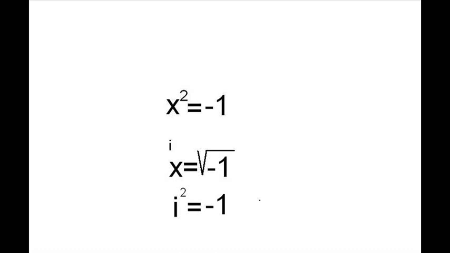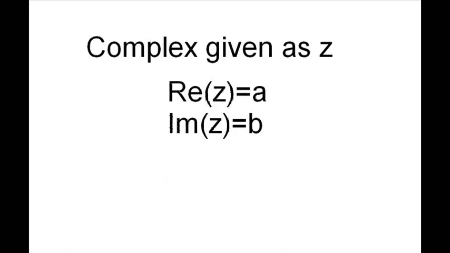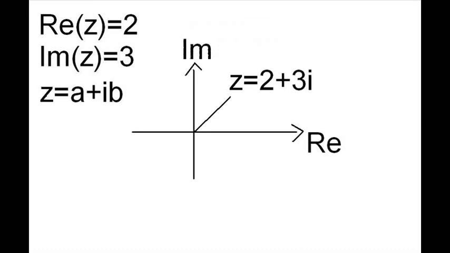How do we usually write these complex numbers? We define them by the letter z, and they are given by a real part called a and an imaginary part called b. If I were to plot an example here, the real part is 2 and the imaginary part is 3. So z, by definition, is a plus ib. By knowing this, I can now say that z equals 2 plus 3i.